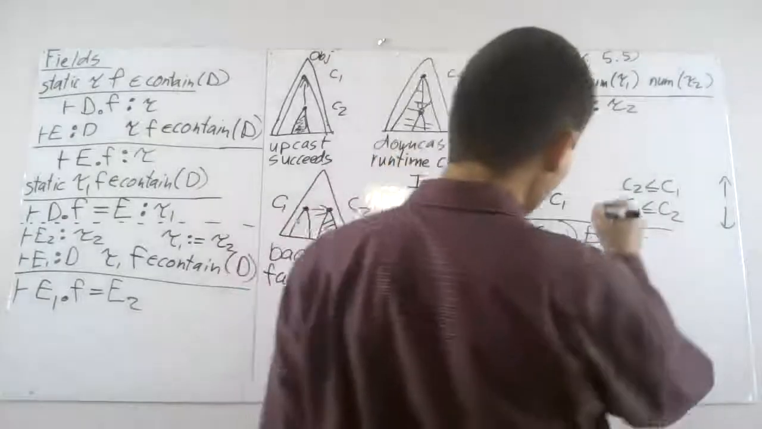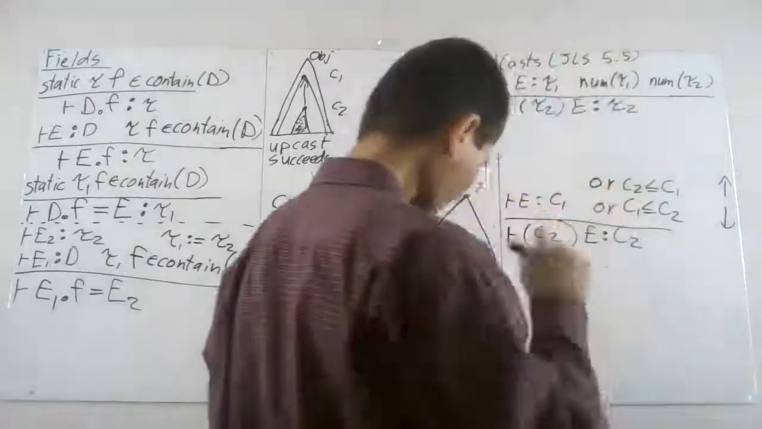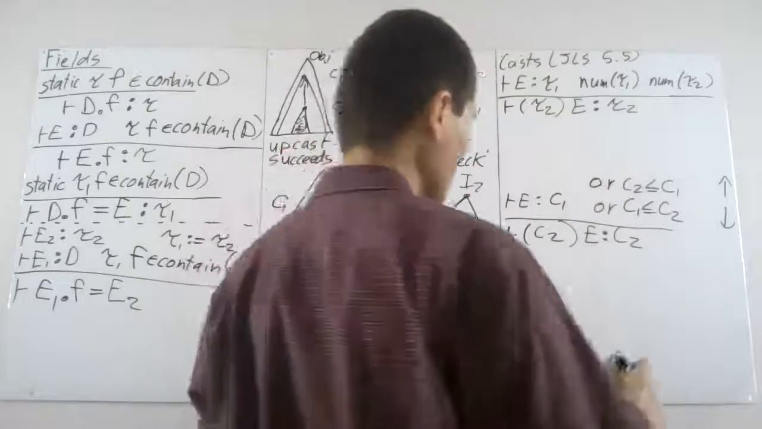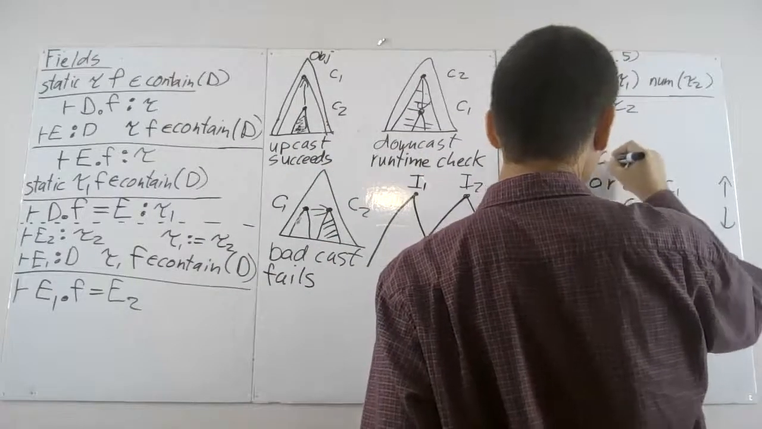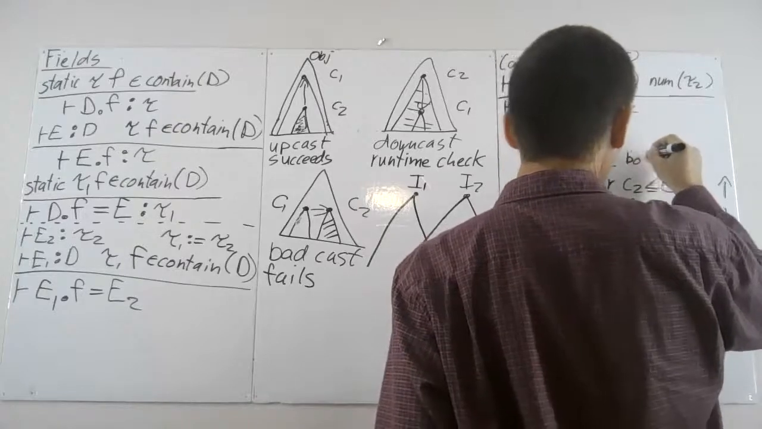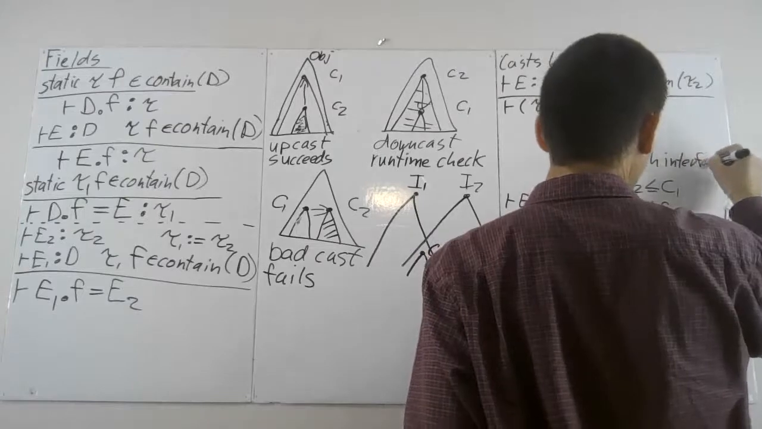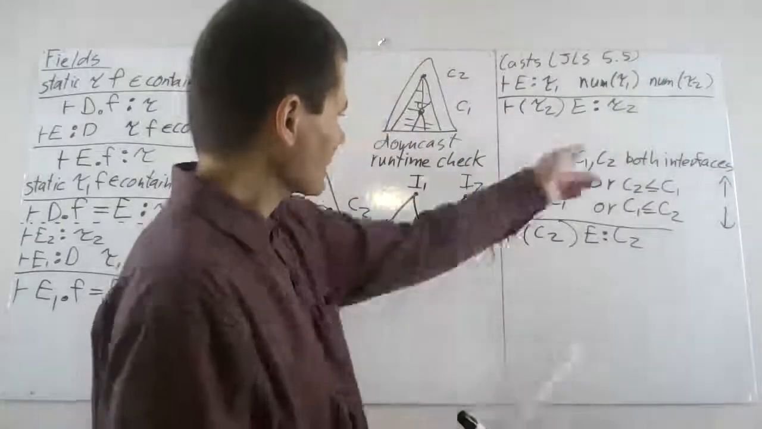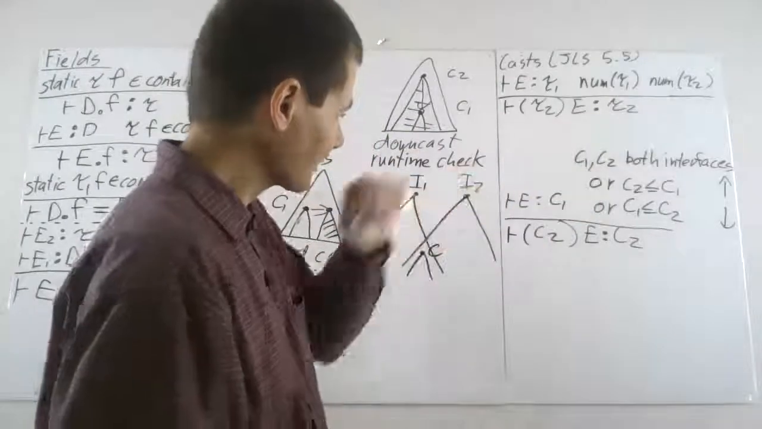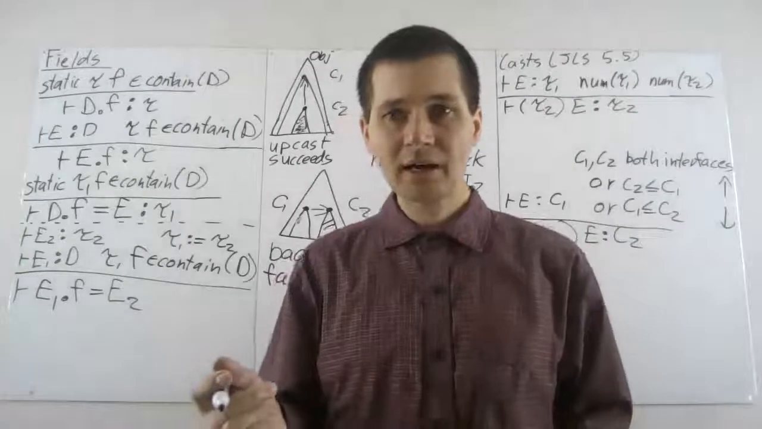So I'm going to add an extra case here to say: C1 and C2 both interfaces. If C1 and C2 are both interfaces, then this should succeed, or this should be allowed.